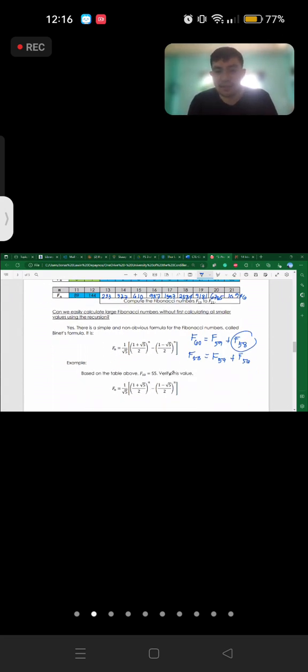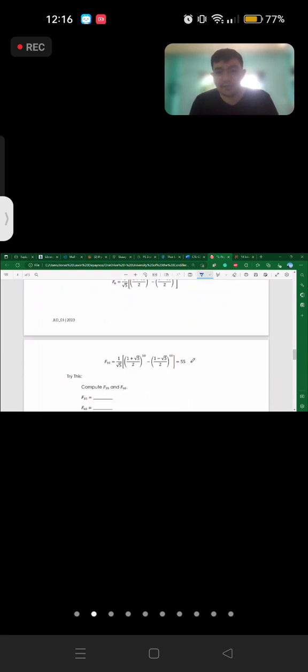Based on the table above, we found out that f sub 10 is 55. We can verify this value by substituting 10 to n. And so we'll get 55.